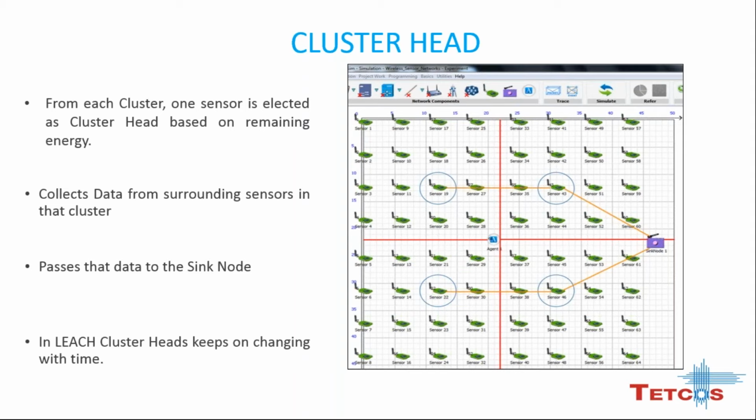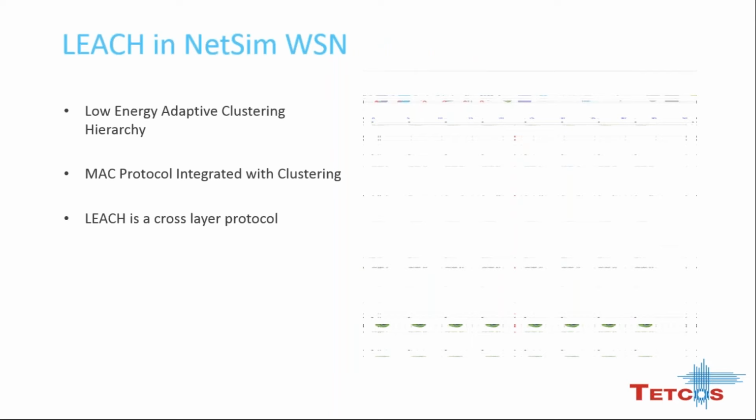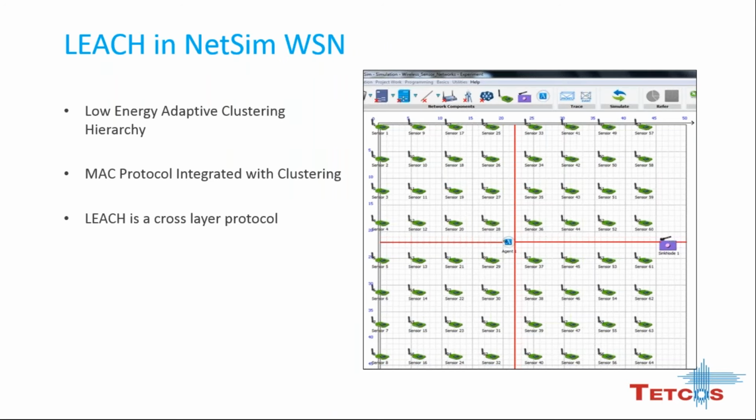So in sensors, the sync node gets the packet through clusters. So some cluster heads are made. From each cluster, one sensor is elected as cluster head based on remaining energy, because sensor energy decreases, so it chooses the higher energy sensor. It collects data from surrounding sensors in that cluster and passes that data to the sync node. And there is LEACH hierarchy of cluster heads, where the cluster heads keep changing according to their energy. So LEACH is low energy adaptive clustering hierarchy. You must have known about this.